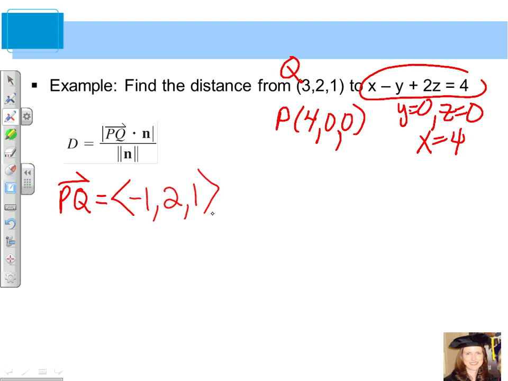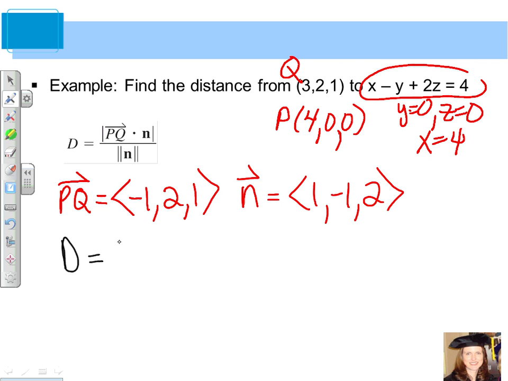That's our PQ vector. Now our normal vector is found by taking the coefficients of the equation of the plane, the coefficient of the x is 1, the y is -1, and the z is +2. Now we can apply this formula to find the distance.